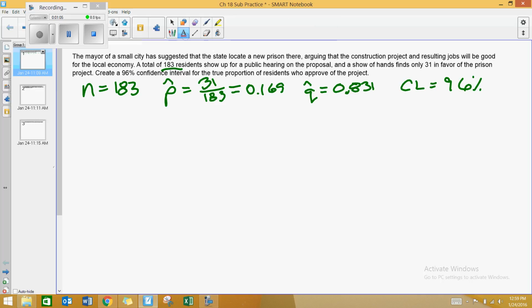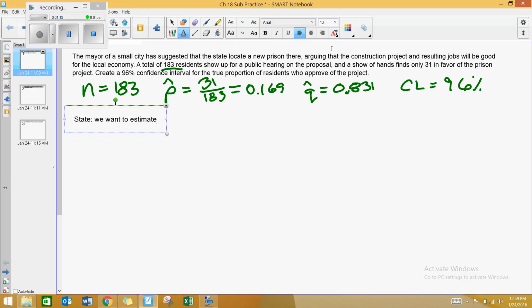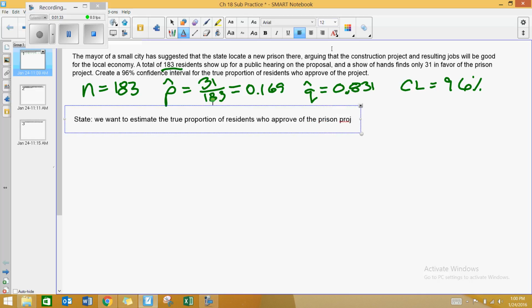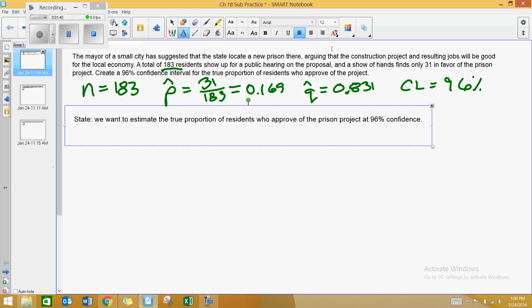Okay, so first I want to state. For the state step, we want to estimate the true proportion of residents who approve of the PRISM project at 96% confidence. Okay, next I'll list the conditions.